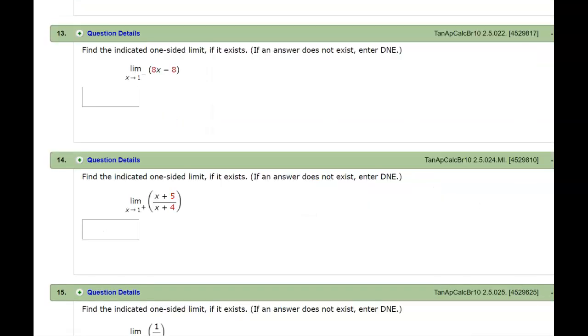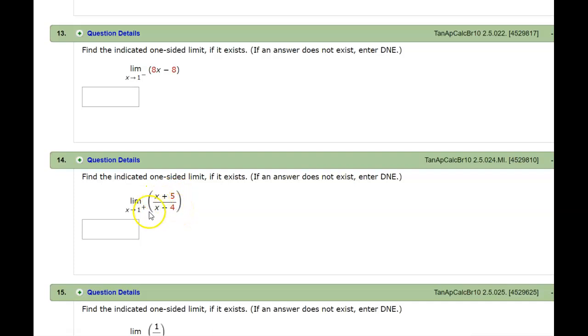The one-sided limits have the same rules as the two-sided limits because, of course, to get the whole limit, you have to go from both sides. But if we look at putting 1 in here, if it works, we're done. 8 minus 8 is going to give me 0. So the limit here would be 0. When I put 1 in here, I'm going to have 1 plus 5 or 1 plus 4. It works. No problem there.